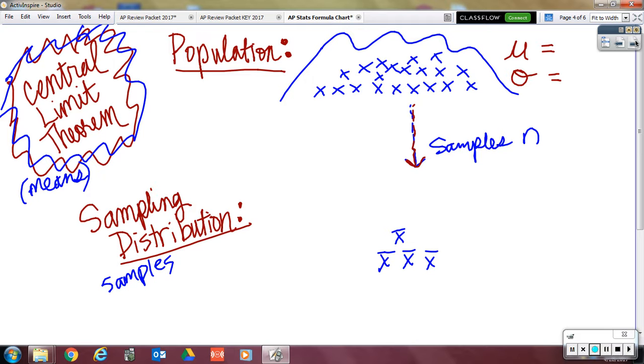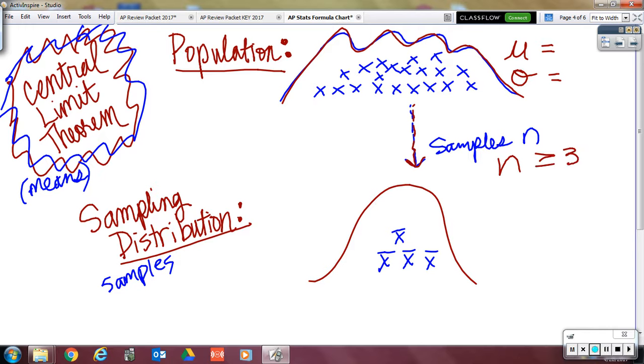Okay, here's the next thing. If n is large enough, it doesn't matter the shape of the population. The sampling distribution will be normal. Okay? And then you go back to the main thing. So that's the key. If n is large enough, and for means, what's large enough?